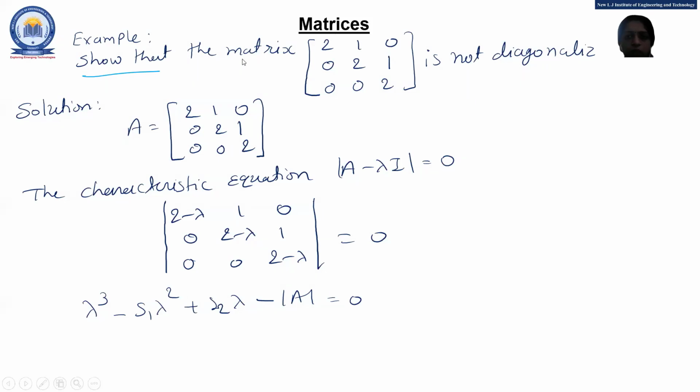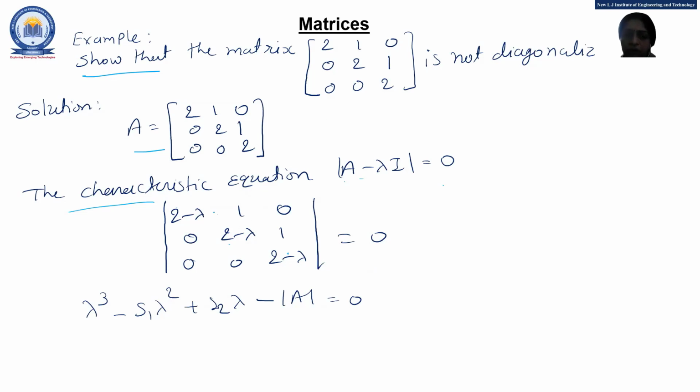Now, show that your matrix A is not diagonalizable. This is your matrix A. The characteristic equation is determinant of A minus lambda equal to 0, right? So by this characteristic equation, you may write 2 minus lambda, right? This is also an upper triangular matrix, right? So you may directly write, students, what your eigenvalues are.